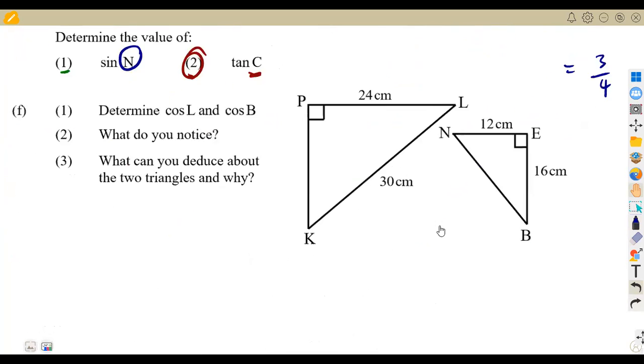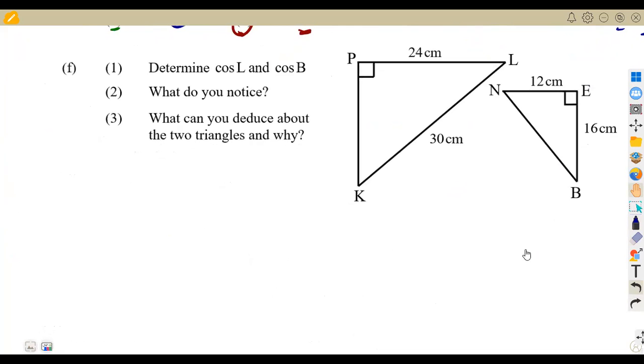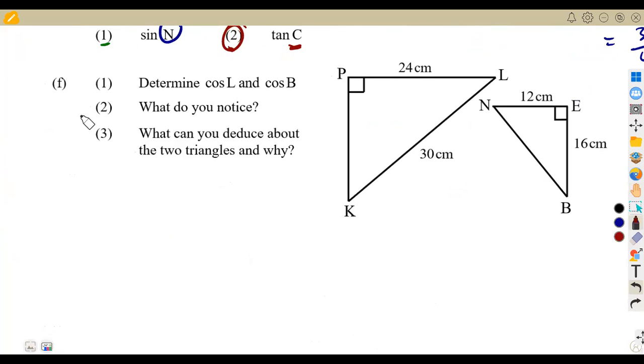All right, so I want you to try this question, which is the last question that we are having. On F, they are saying determine cos L and cos B. So you're going to determine your cos L. As you can see, it's the repetition of what we've been talking about. You find your sides in case this side is needed. According to L here, this is opposite, this is the adjacent, and this is the hypotenuse in this case.